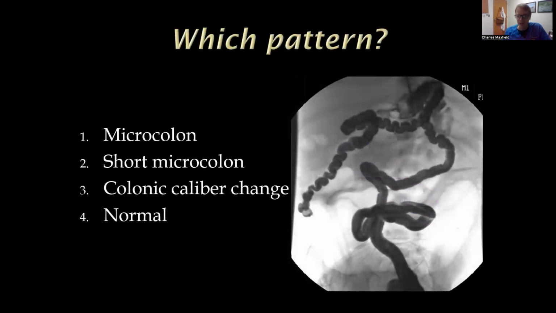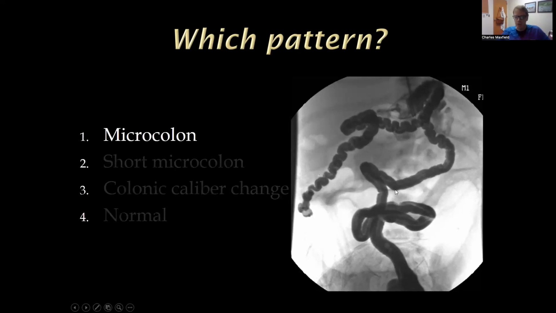So one last time, we'll go from the cartoons to actual X-rays. I'll ask you, which of these four patterns is this X-ray here? Well, if you look back and say, here's the height of a vertebral body, this colon is smaller than that height, so it's too small, right? So this is a microcolon.